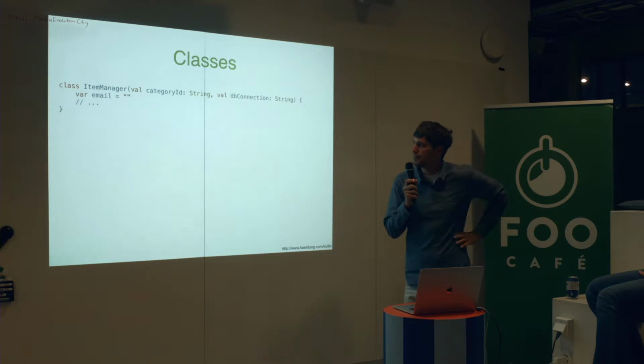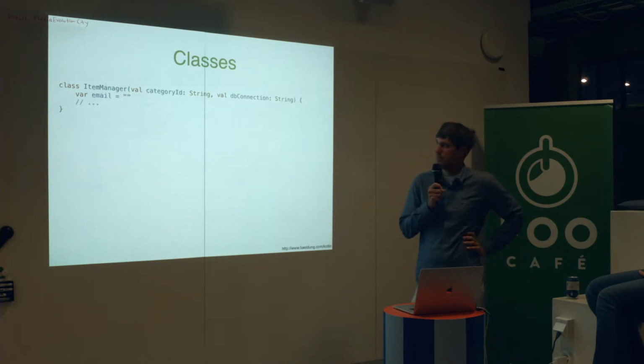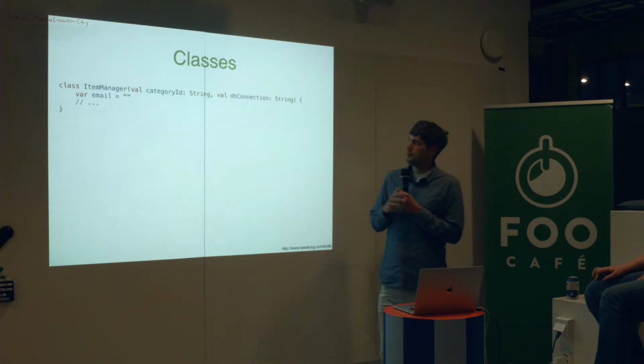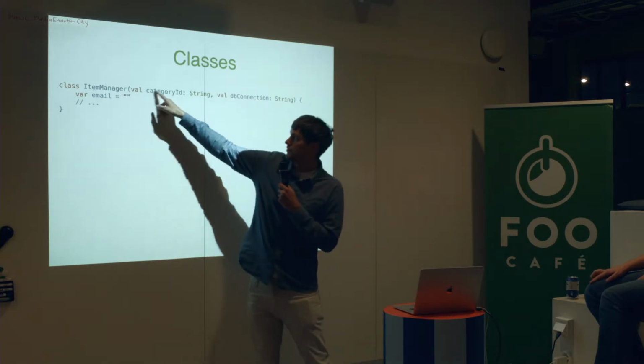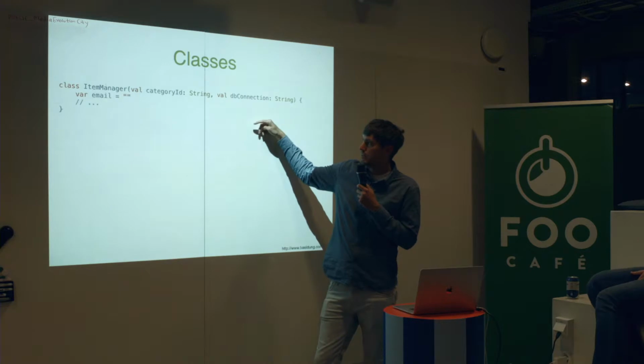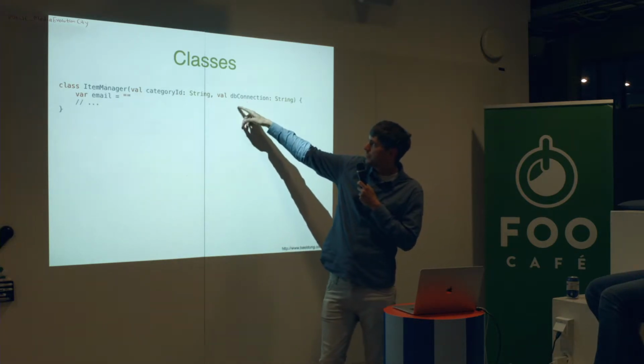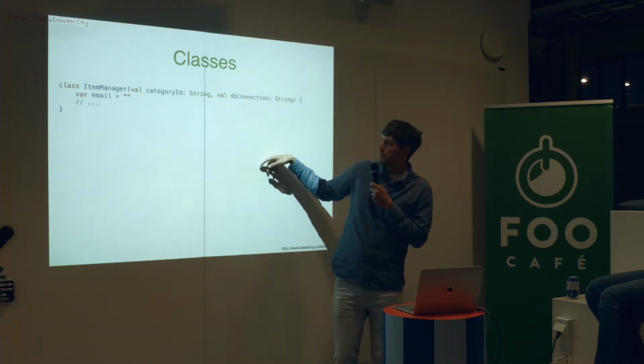Classes. This is something that can be quite verbose in Java, and they've managed to make it more concise in Kotlin without losing readability, I would argue. So here's an example of a class. It's called ItemManager, and here you declare the constructor of the class. So here you can see that we take a val, category ID, as a string, and then we take another val, category ID, as a string.